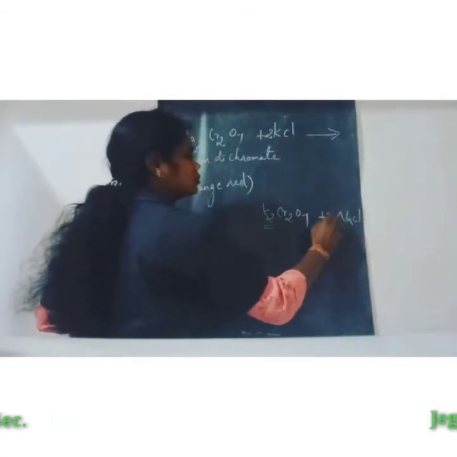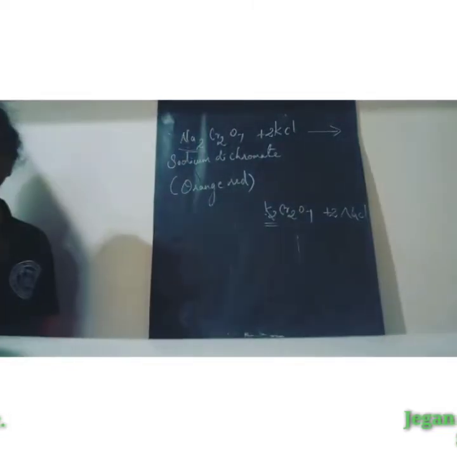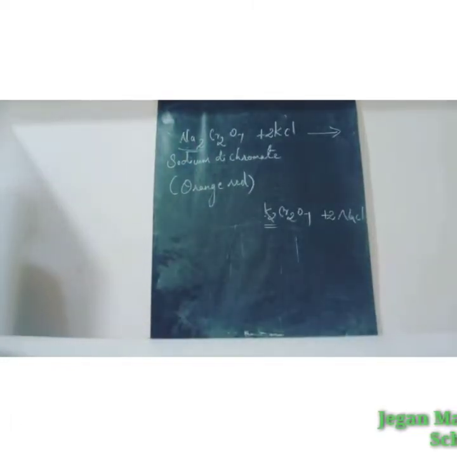So both are 2 times. So 2 times of NaCl is present here. And next one is physical properties of potassium dichromate.